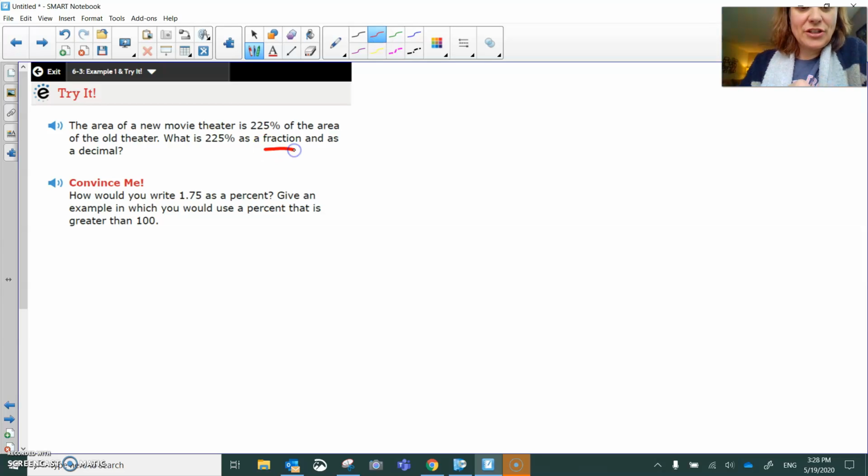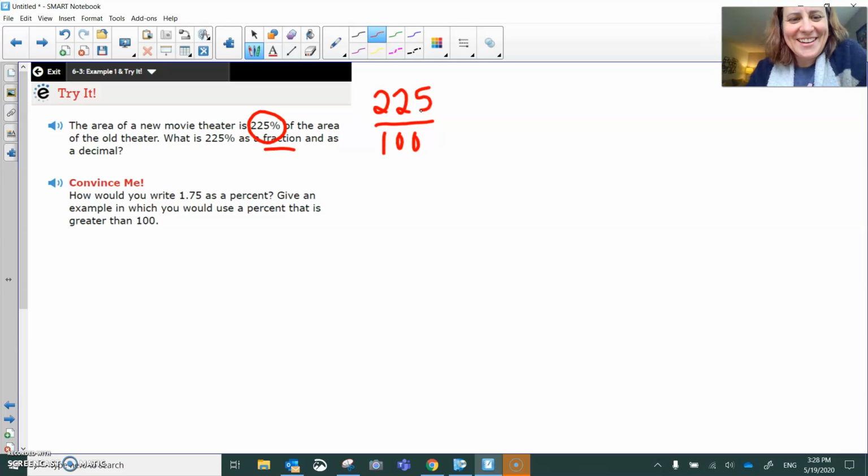225% as a fraction. Remember, a fraction is however many parts you have out of 100. So this would be 225 parts out of 100. You could reduce that fraction if you wanted to.